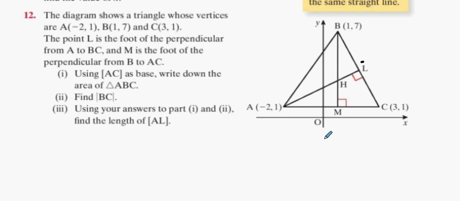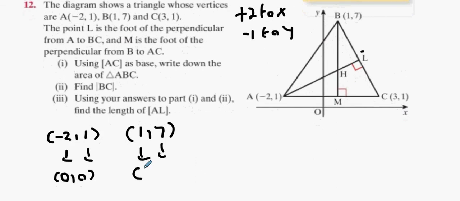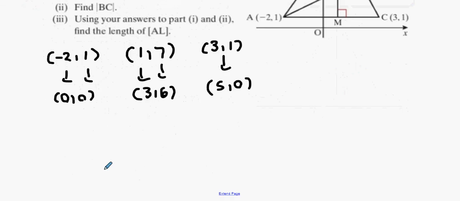Which one do you understand is 0, 0? Say A. So how are you going to change A? Bring A to 0, 0 means doing what? Awesome. Do the same thing for B. What will B turn into? 3, 6. And what will C turn into? 5, 0. Awesome.